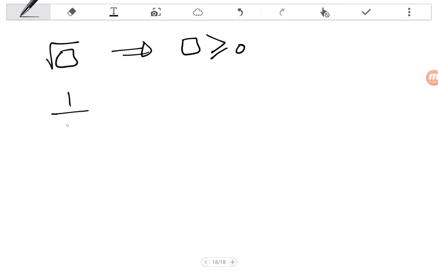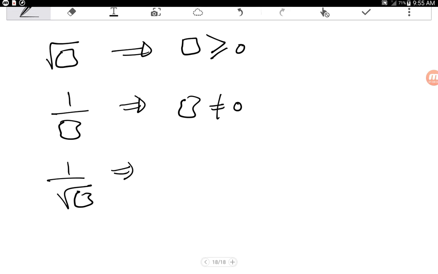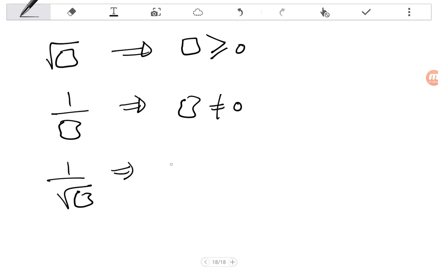Okay? If I have 1 over some expression, what is the condition for this to be allowed? That it is not equal to 0. If I have 1 over root of something, what is the condition to find the domain? It is greater than 0. I just exclude the 0. Why? Because I can't put this expression equal to 0, because it is in the denominator. 0 in the denominator is not allowed.